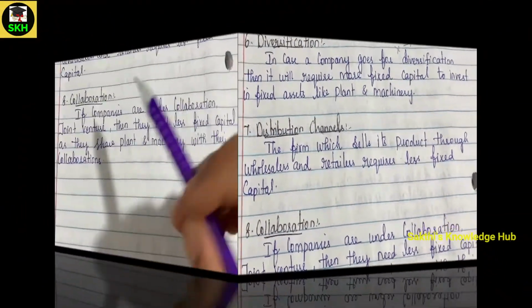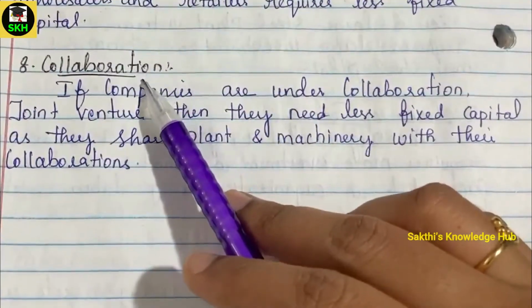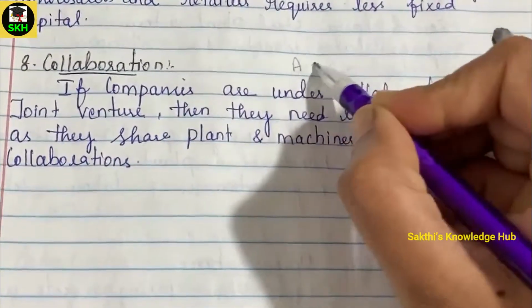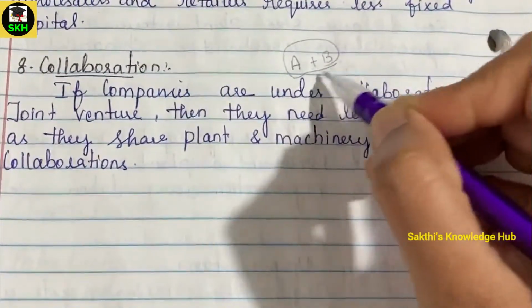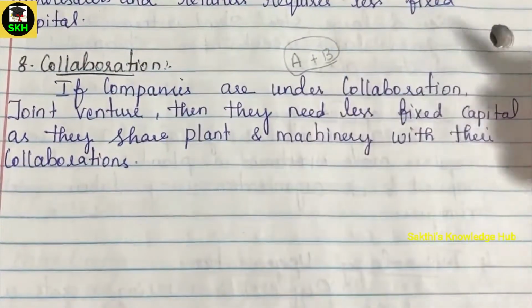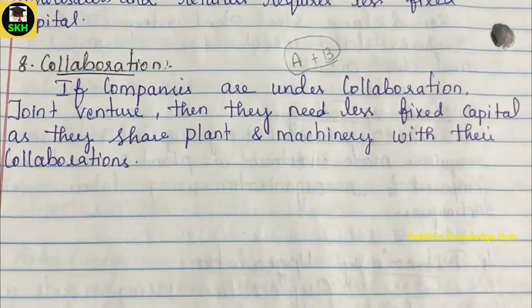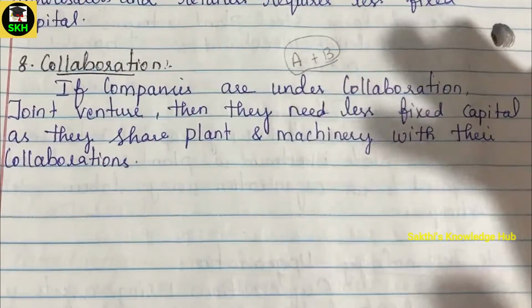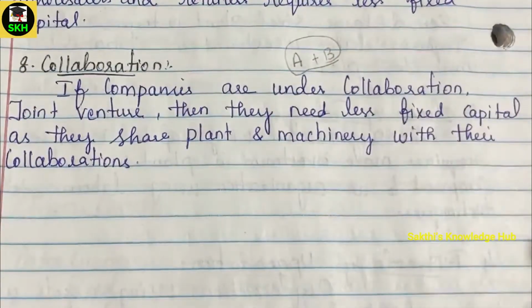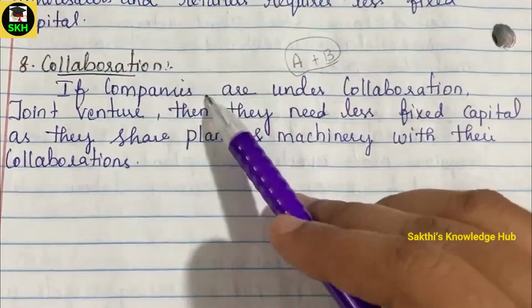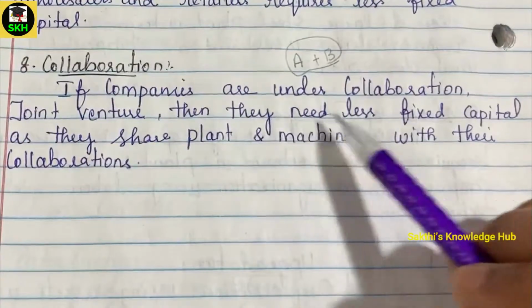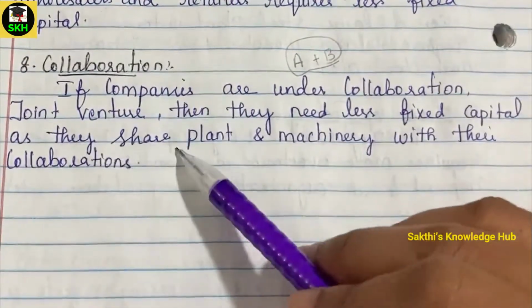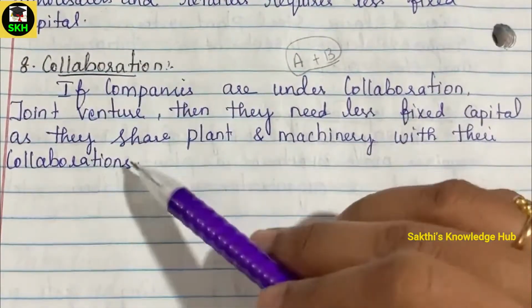And the last one is collaboration. Collaboration in the sense that company A is combined with company B. So the two businesses join together and collaborate with each other, which means their contribution to each other will be in equal proportion. In that situation, let's see how the fixed capital requirement will be. If companies are under collaboration or any joint venture, then they need less fixed capital as they share plant and machinery with their collaborators.